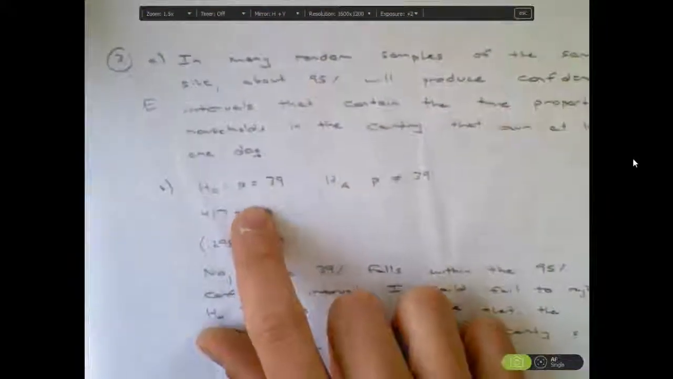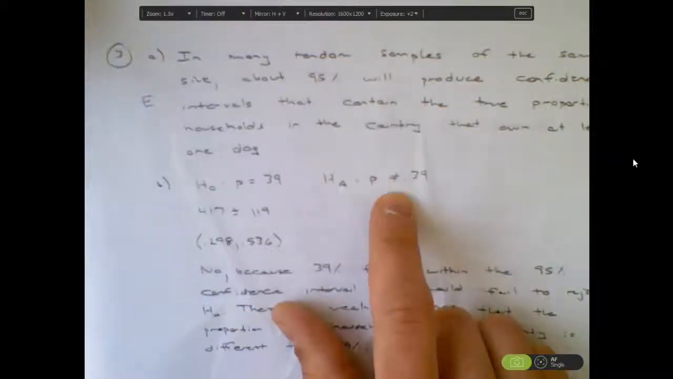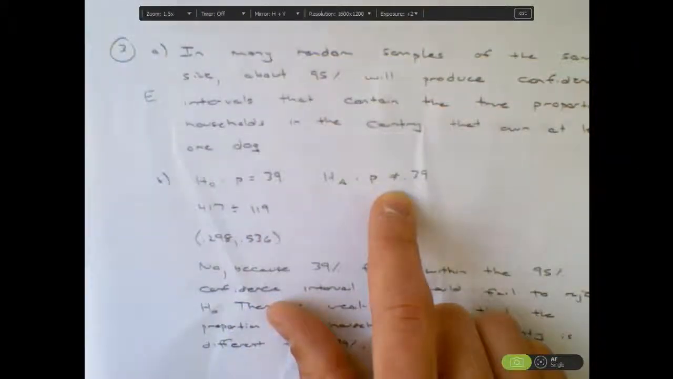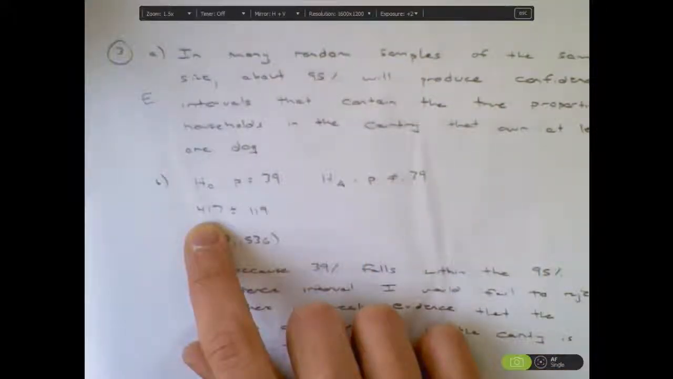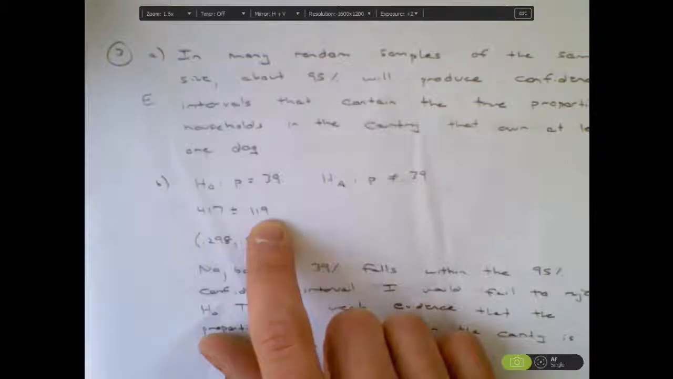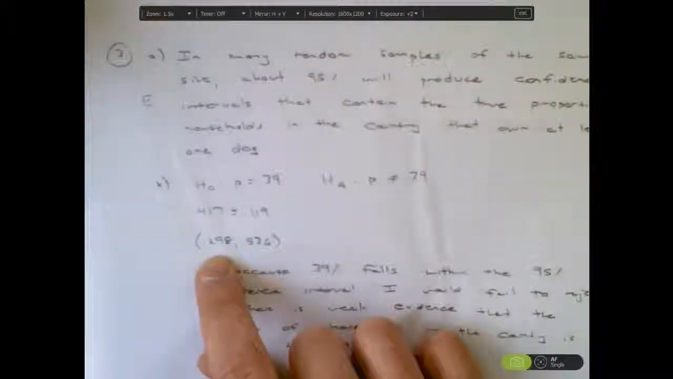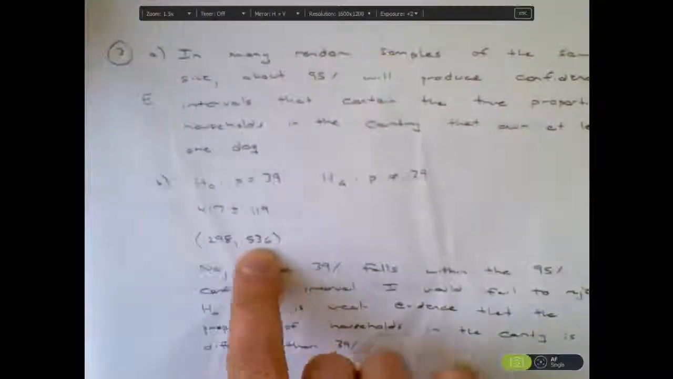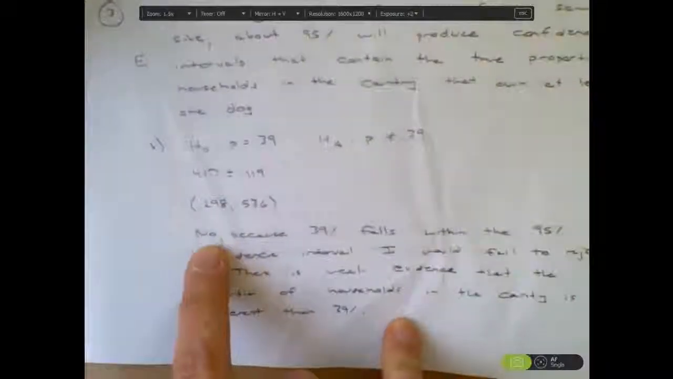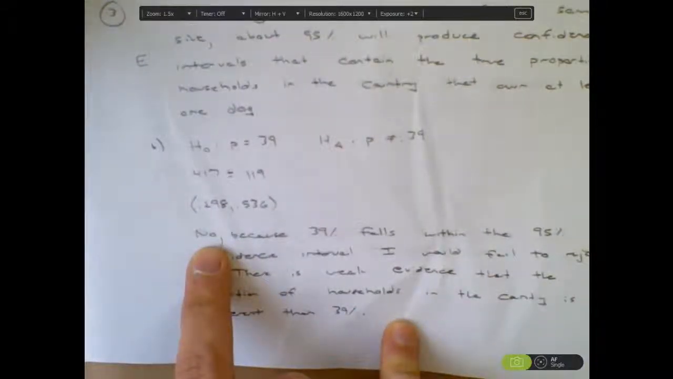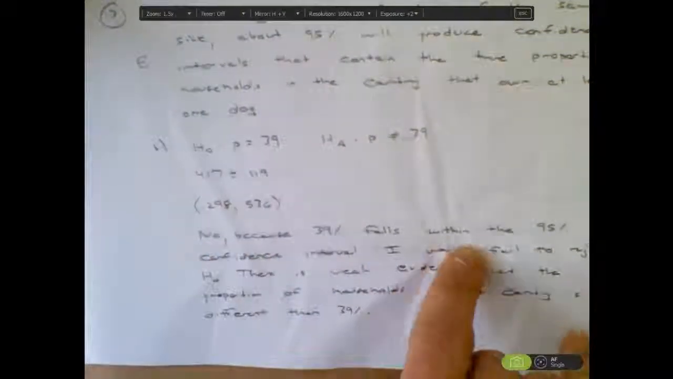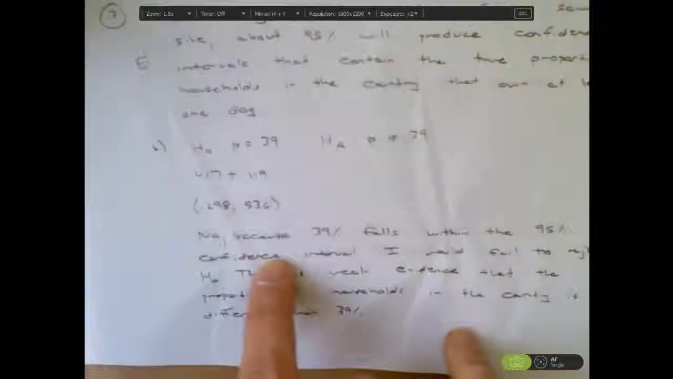You'll notice I set up a null and alternative. The claim is it's 0.39. It says, does it differ? Is it different? So the alternative is p is not equal to 0.39. So I took my sample statistic plus or minus my margin of error, just did that by hand to get 0.298 to 0.536. There's your confidence interval. So answering the question, does it differ? No, because 39% falls within the 95% confidence interval.